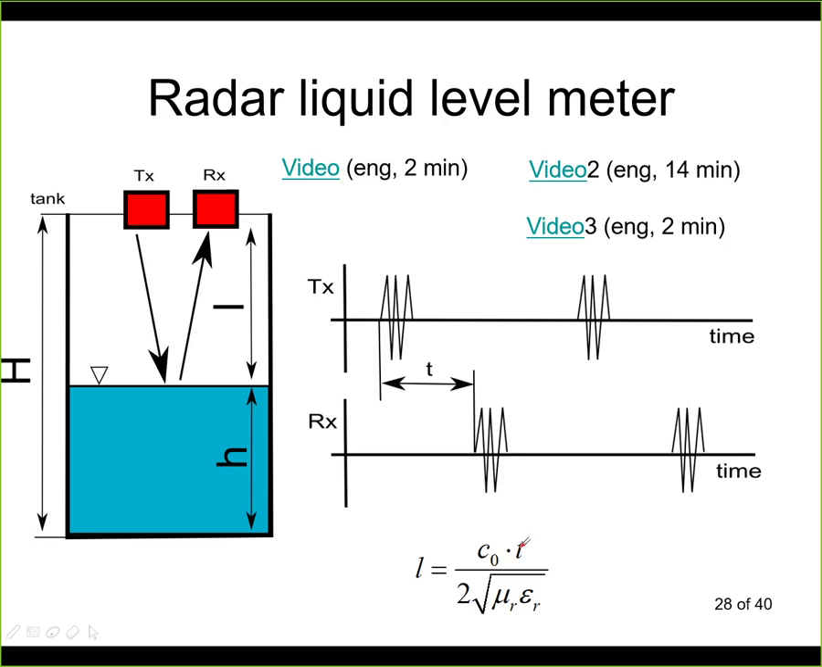Time is the time difference between the transmission and reception of the signal. And mu r is the permeability, so it's a property of magnetic circuit. And epsilon r is permittivity, so those are two constants given by the material. But if we know these constants, then we can calculate what is the distance between the transmitter and receiver.